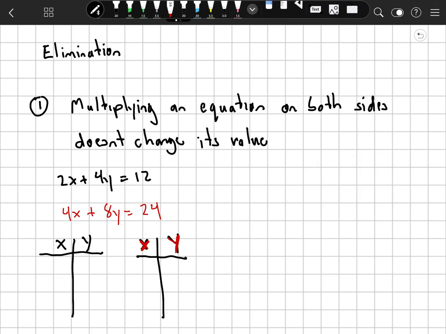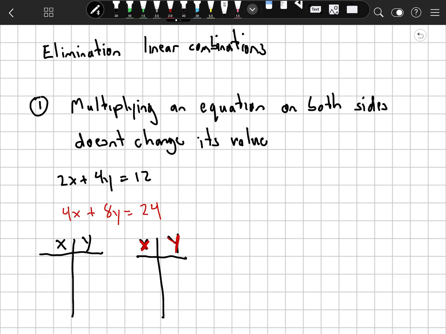Today we're going to look at a different way to solve a system of equations. It's called elimination because we're eliminating one of the two variables that we're working with, and sometimes we call it linear combinations. These are the names it goes by.